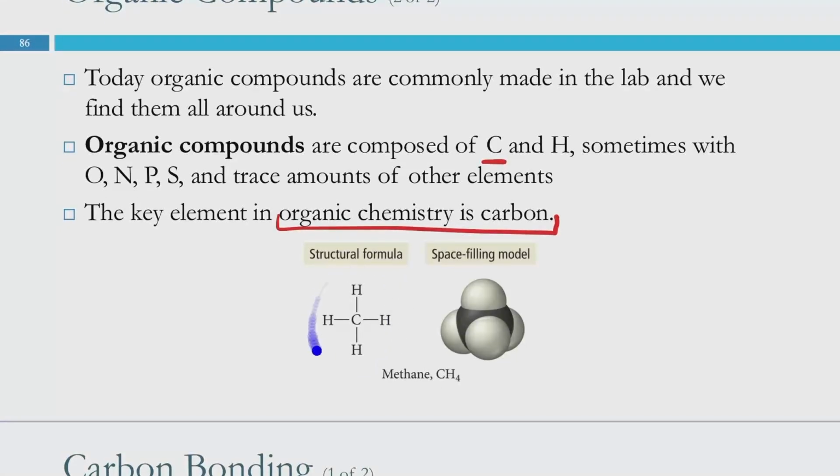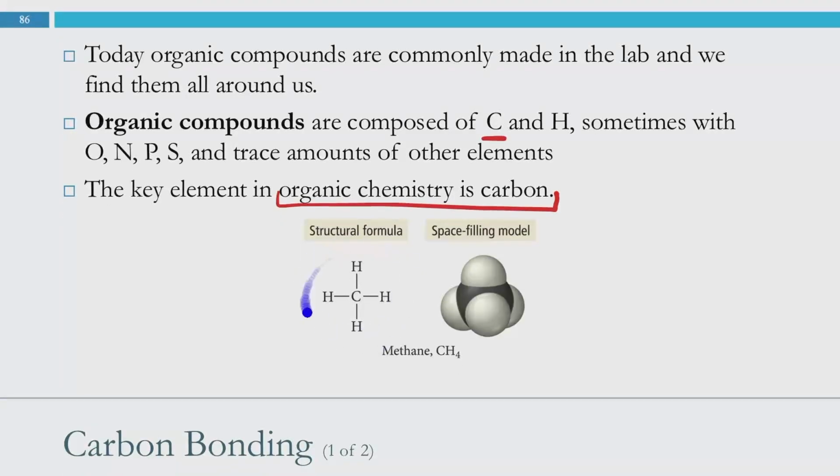So in things like methane, CH4, we will often draw out the structural formula rather than the space-filling model because it's so much easier to draw.